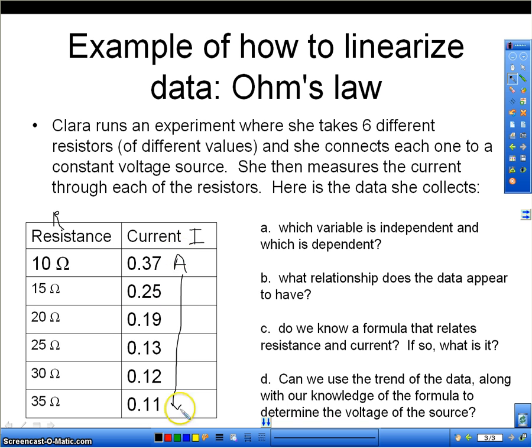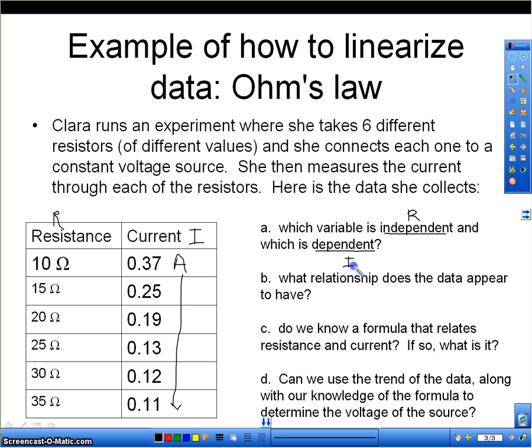For current, the unit is amps. So we have to ask ourselves, before we begin to linearize anything, what's the independent and what's the dependent variable? In this case, the independent is always the variable that the experimenter gets to pick. So in our case, the experimenter chose the resistors. Therefore, that's the independent variable. The dependent variable is the one that you measure that changes as a result of the resistors. So in this case, it's the current. So we have two variables, one independent and one dependent.